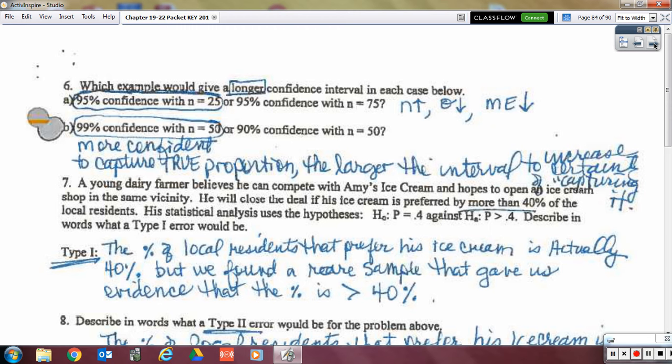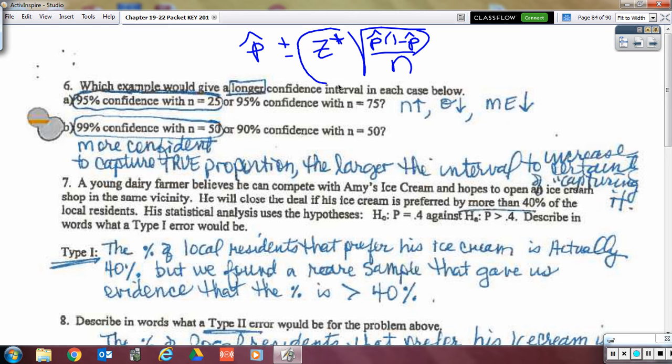So number 6 says, what would give you a bigger confidence interval? Okay, so the key is knowing this, that it's your margin of error that is the key to the size of your interval, okay? Where is the margin of error in that formula right there? Good. The margin of error is the part after the plus minus. So if that thing's changing, then your interval size is changing.